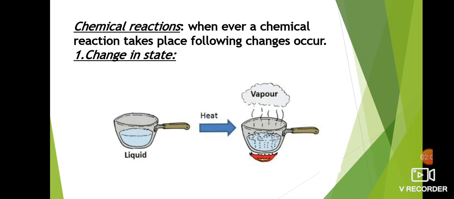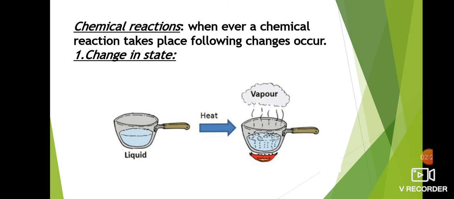What do you mean by chemical reactions? Substances which undergo some chemical changes is called chemical reactions. Whenever a chemical reaction takes place, the following changes will occur. First change is change in state.